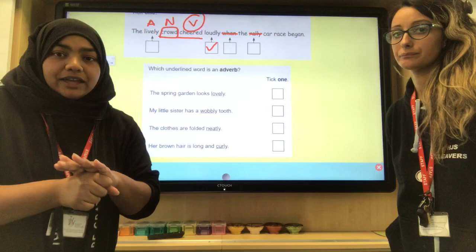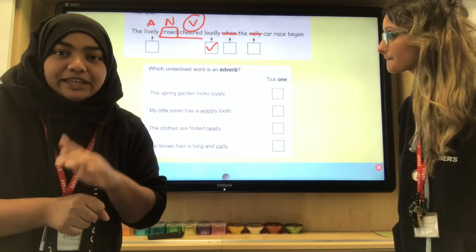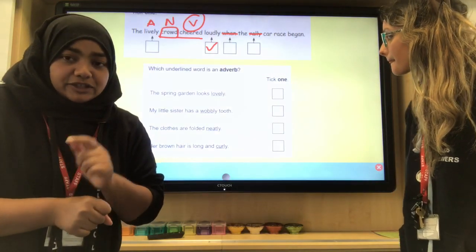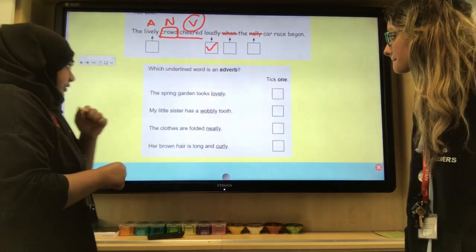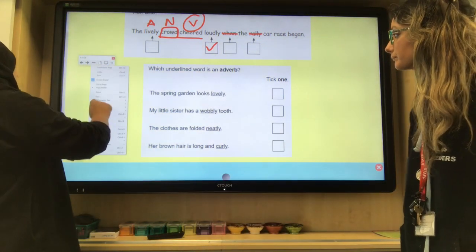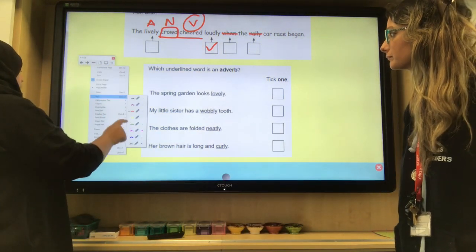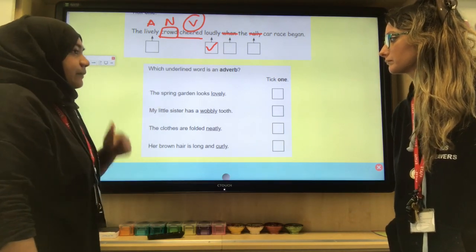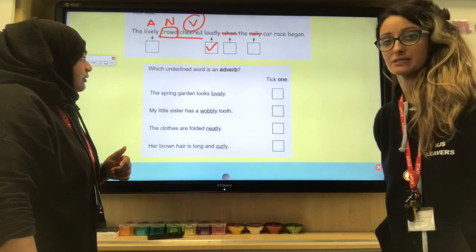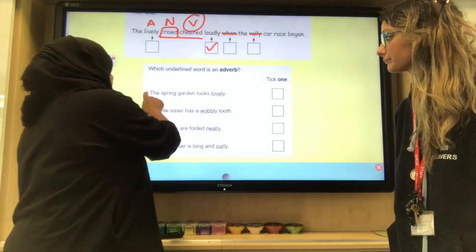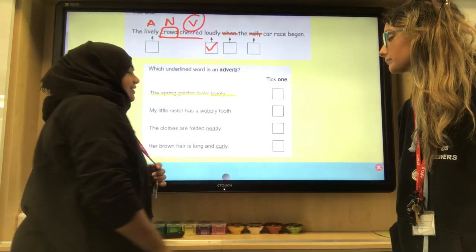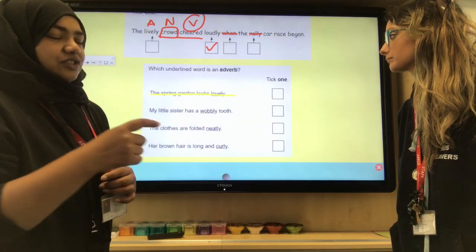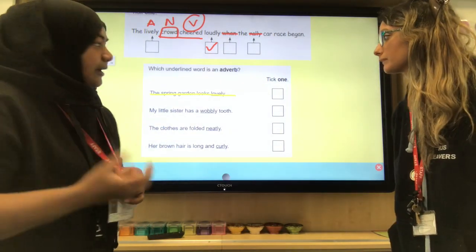So remember, an adverb changes the meaning of a verb. So what we're doing here is looking for a verb in the sentence. So, Mrs. Gale, let's have a look at the first one. Let's try and use that tip. Can we see a verb? So, the spring garden looks lovely. You're just describing what the garden looks like, which is lovely, so that's an adjective. Okay, so we know it's not that. I know looks there is a verb, but it's just describing the appearance, okay?